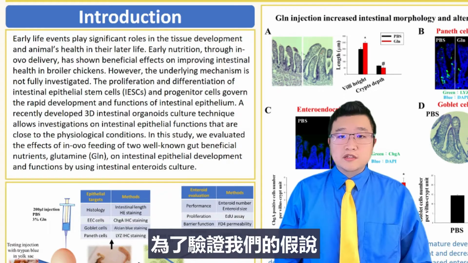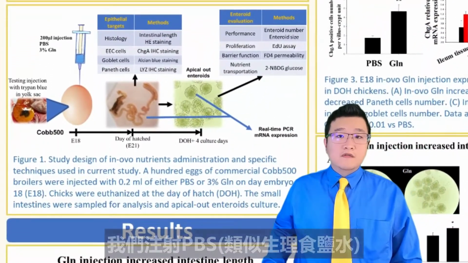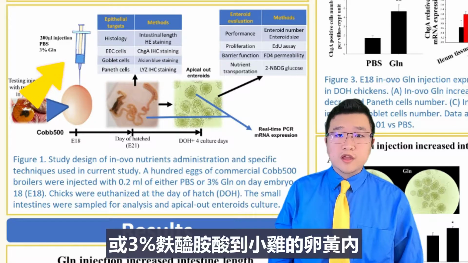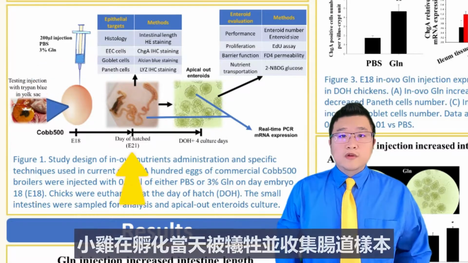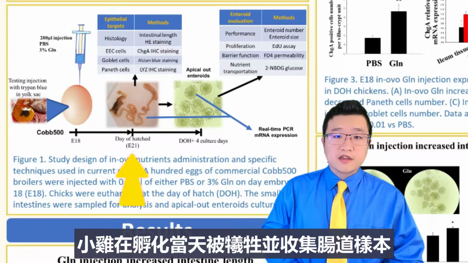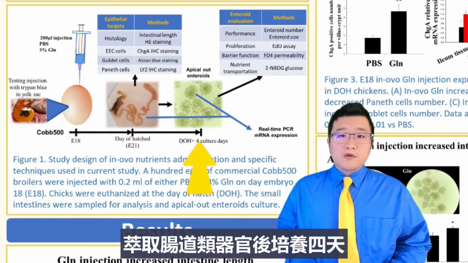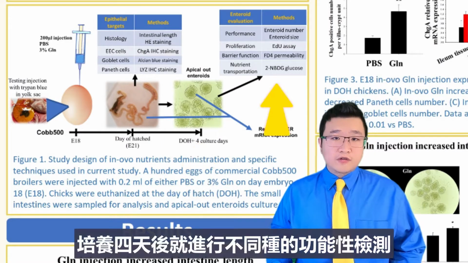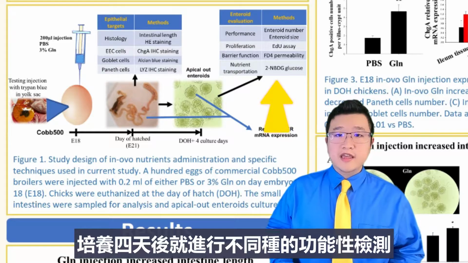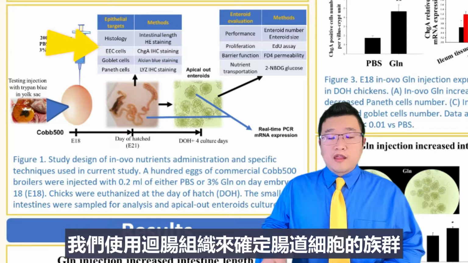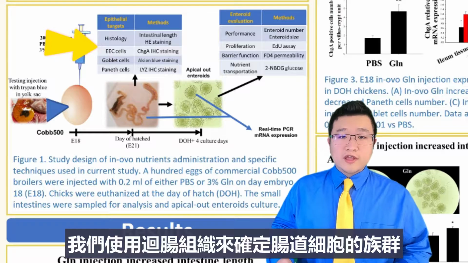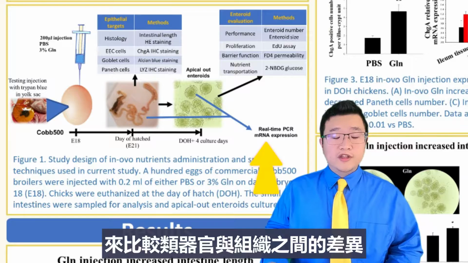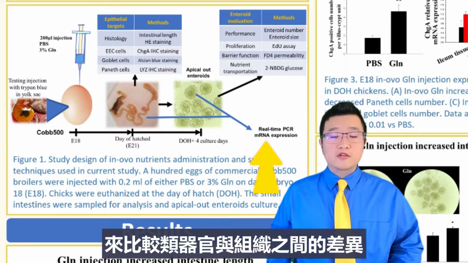To prove the hypothesis, we designed the following experiments. First, we inject 200 microliters of PBS or 3% glutamine into the egg yolk. We euthanize the animals and harvest the intestine on day of hatch. Second, we isolate the apical-out enteroids and culture them for 4 days. After 4 days, we perform multiple functional assays in the apical-out enteroids. And then we use ileum samples to test the epithelium population change. Finally, we use messenger RNA expression to indicate the difference between tissue and enteroid samples.